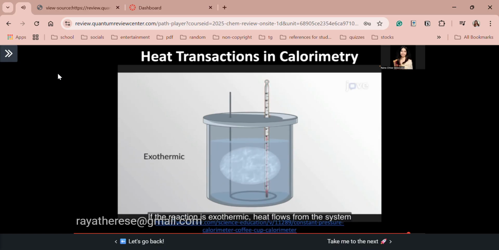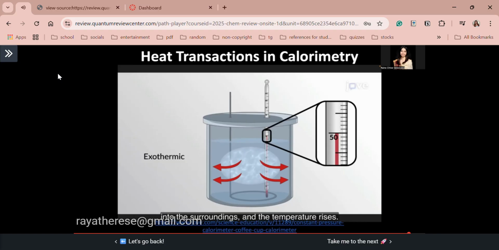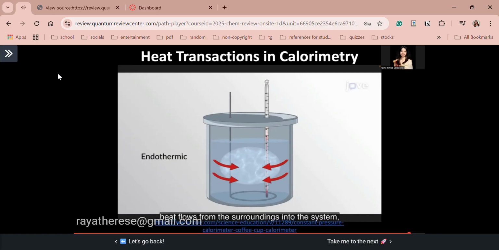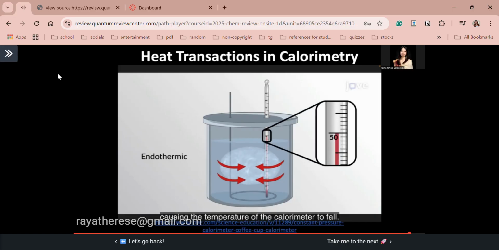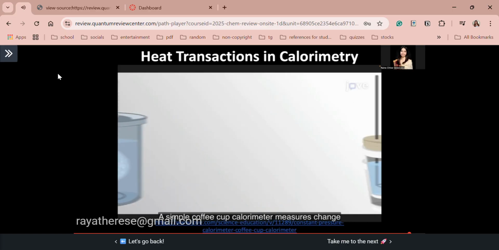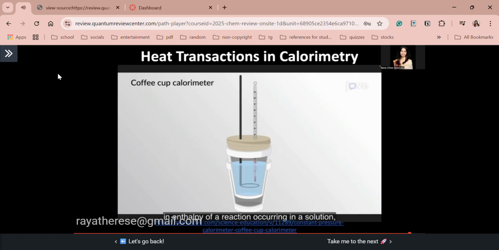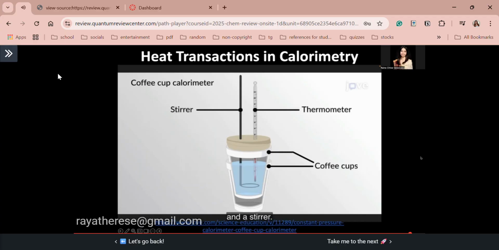If the reaction is exothermic, heat flows from the system into the surroundings, and the temperature rises. Conversely, if the reaction is endothermic, heat flows from the surroundings into the system, causing the temperature of the calorimeter to fall. A simple coffee cup calorimeter measures change in enthalpy of a reaction occurring in a solution under constant pressure conditions. The calorimeter consists of 2 styrofoam coffee cups nested together and equipped with a thermometer and a stirrer. The calorimeter is closed with a loose-fitting cork lid to maintain conditions of constant pressure that is open to the atmosphere.